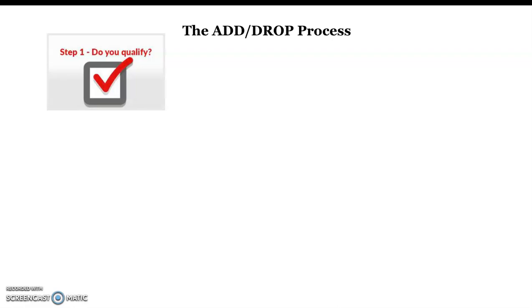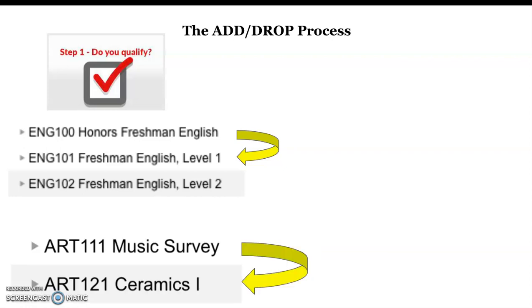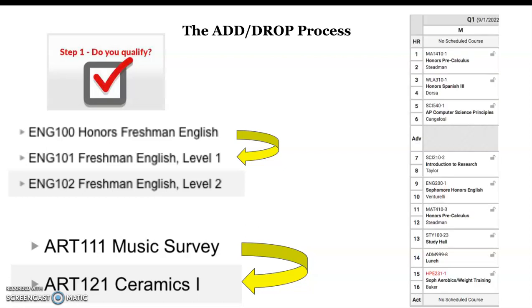The first thing you have to ask yourself is, do you qualify for an add-drop? One reason why you might want to drop a class or add a class is because you want to change a level. You don't feel like you're in the right level for your interest or your ability, and you might need to switch levels. That's a very good reason to switch. Another reason why you might want to switch is you want something entirely different. If you don't want a music survey class, but you want ceramics, those are two totally different classes, and that would be a good reason to make a switch.